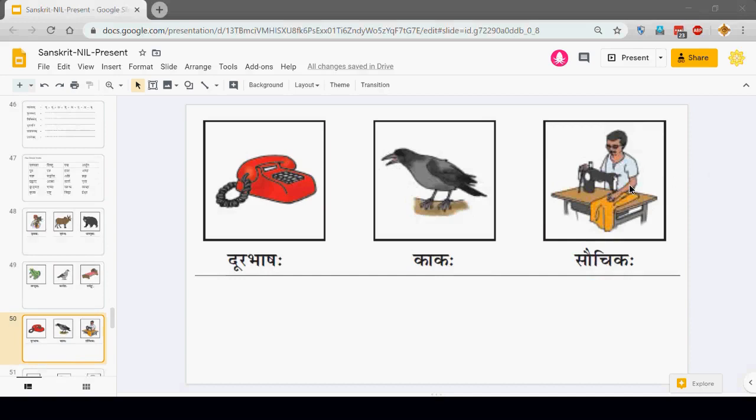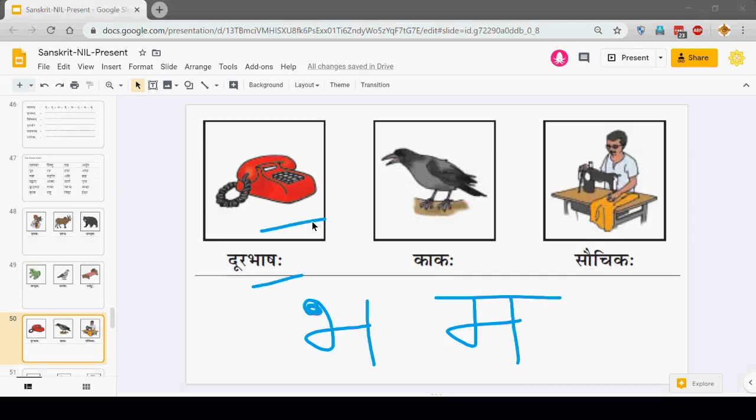Durbhashaha. Ah, yeah, you are close. See, you are almost there. Dura is correct. And the next one looks like ma. Ma is written like this. But if there is a circle here, it becomes bha. Dura bha. So durbhashaha. Telephone.